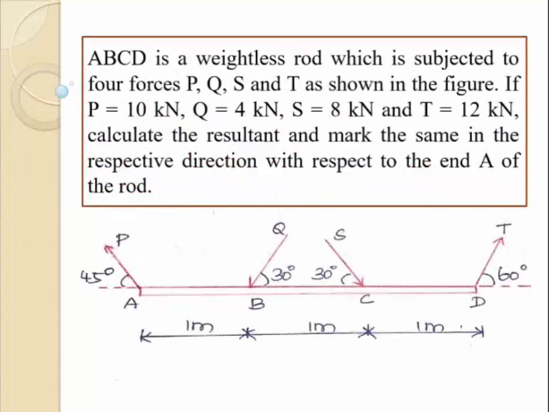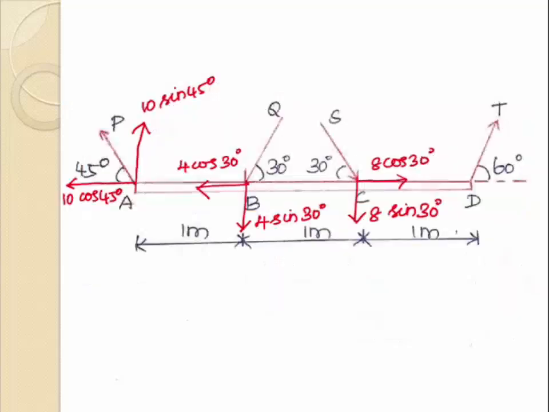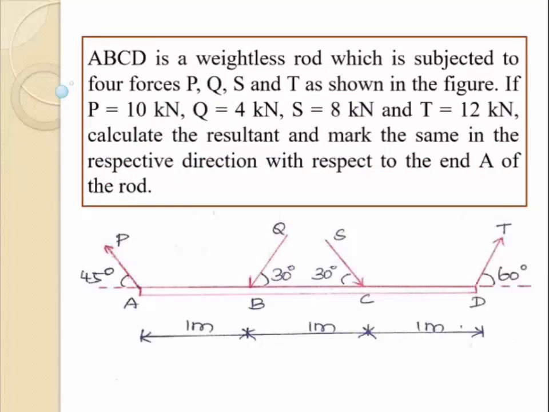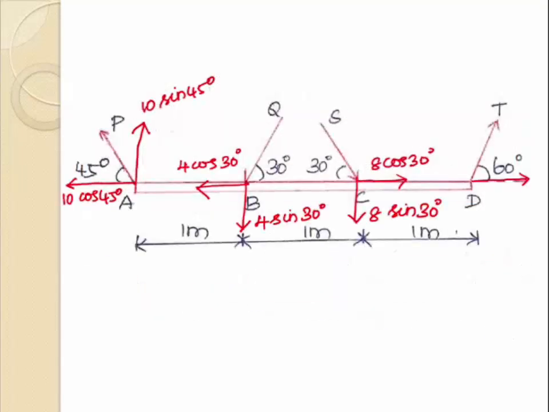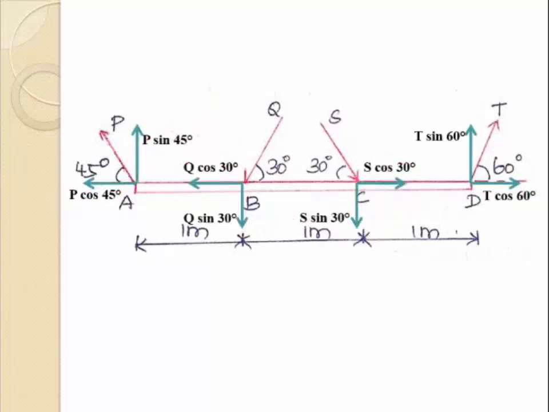Then the force component acting at point D, that is denoted by the letter T with the magnitude 12 kN, is acting in the first quadrant, that can be split into two force components, one along the horizontal direction, that is positive x-axis direction with the magnitude 12 cos 60 and the other along the positive y-axis direction with the magnitude 12 sin 60. Okay. So this is the complete free body diagram for the given case.